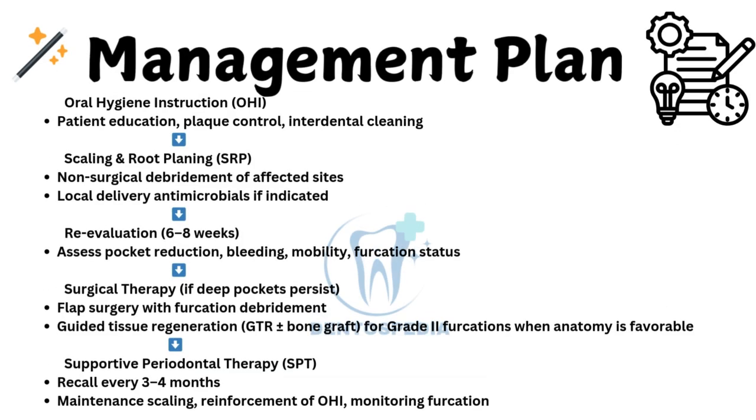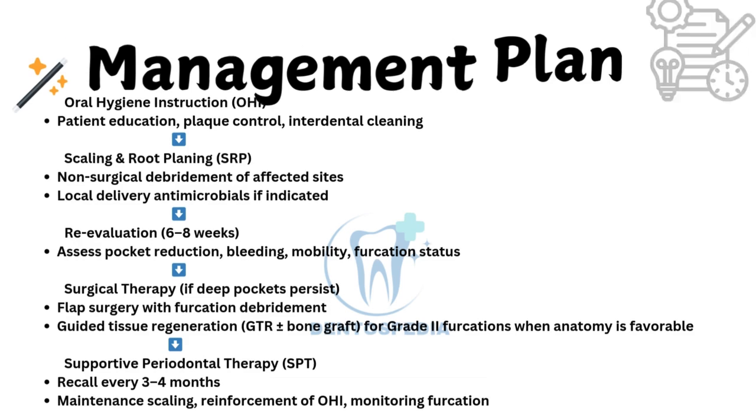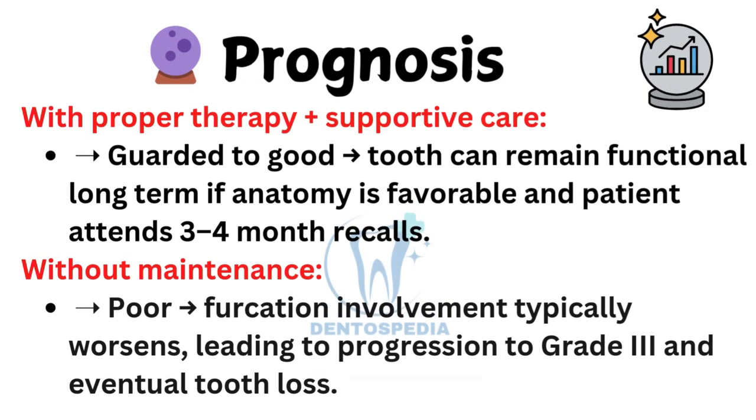Management starts with oral hygiene instruction and thorough scaling and root planing. After 6 to 8 weeks, the patient is re-evaluated. If deep pockets remain, surgical options such as flap surgery with guided tissue regeneration are considered for the grade 2 furcation. Long-term supportive therapy every 3 to 4 months is essential to maintain stability. For this patient, the prognosis is guarded to good if treatment is carried out and supportive therapy is maintained. However, without regular maintenance, the outlook becomes poor, as furcation defects usually progress and may eventually lead to tooth loss.